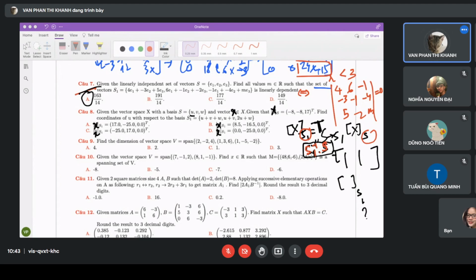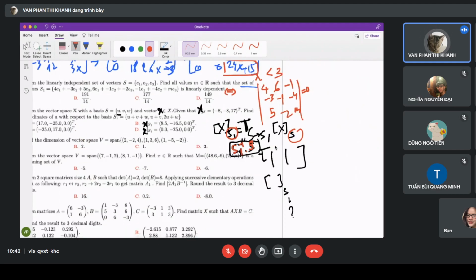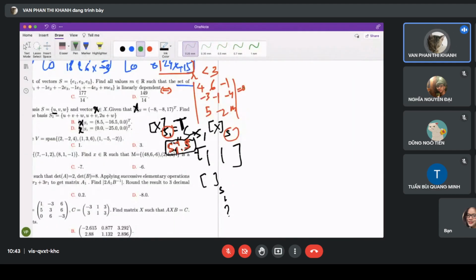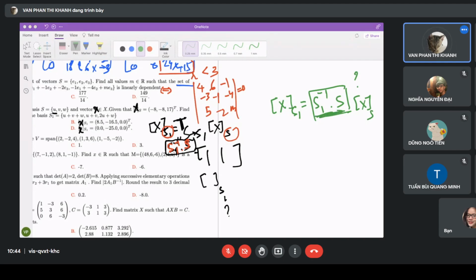Okay, so S to S1, right? So I already told you that if you don't want to remember from S to S1 or S1 to S, the rule here is that you want to find X in S1 and you have X in S, so the matrix here will be S1 inverse times S. Remember that? Yes or no? Yes. Okay.